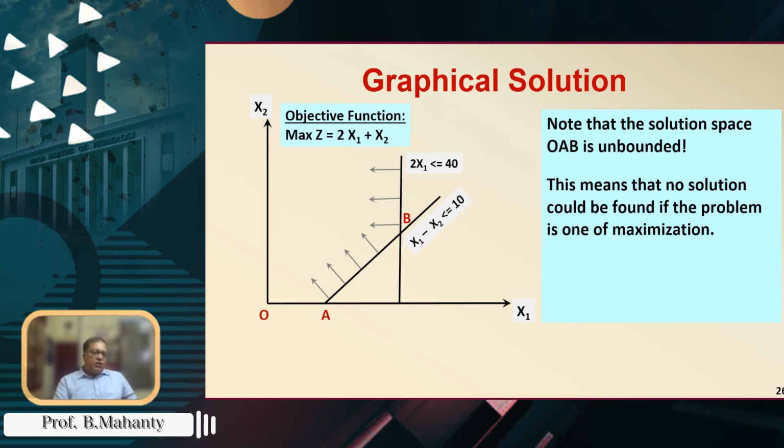And if the problem is one of maximization, although there is a limit to the value of x1, there is no limit to the value of x2. x2 can be as high as possible. x1 will be limited by 2x1 equal to 40, that means up to a value of 20. All right, so graphically we see that here is a problem that has an unbounded solution space.